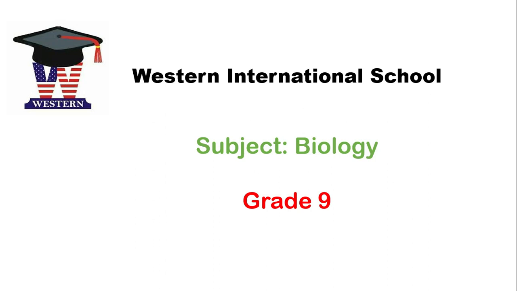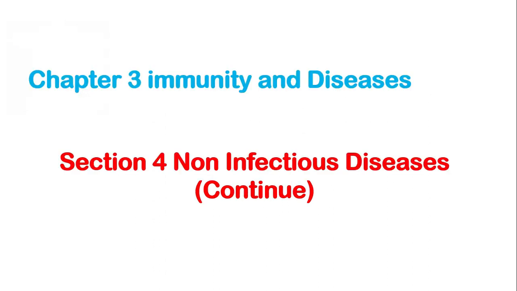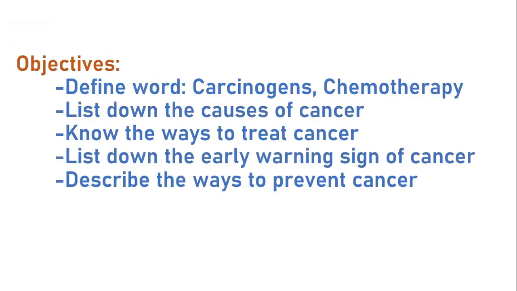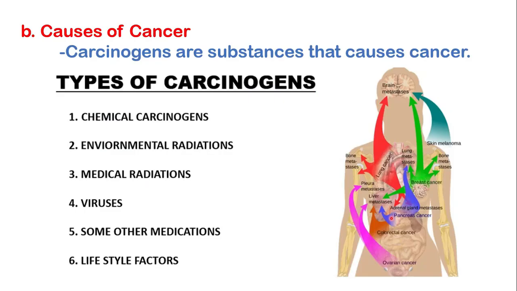Today we will continue our lesson in section 4, non-infectious disease. In this section you will learn about the words carcinogen and chemotherapy, and you will know the causes of cancer. You also know the ways to treat cancer, and you can list the early warning signs of cancer, and finally you can describe the ways to prevent cancer. So it is important. Now let's move to the part about the causes of cancer.